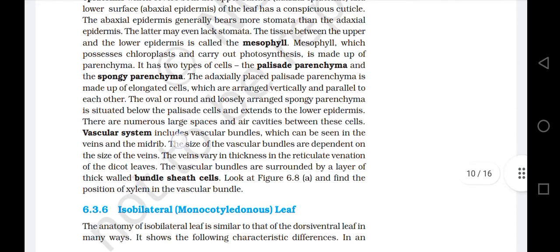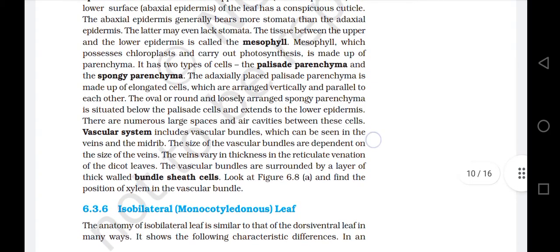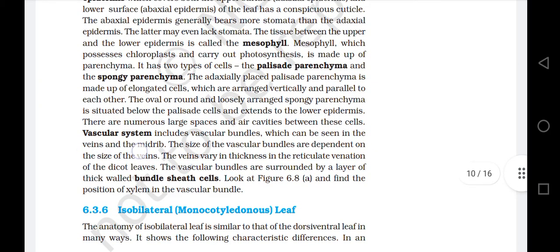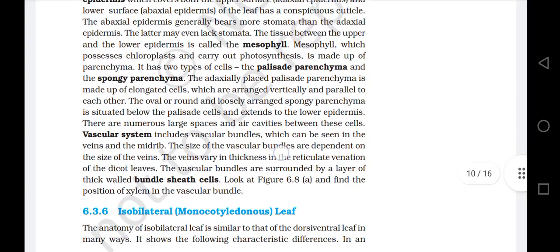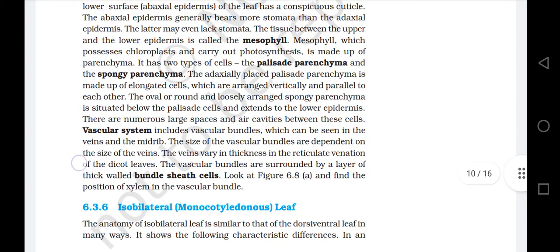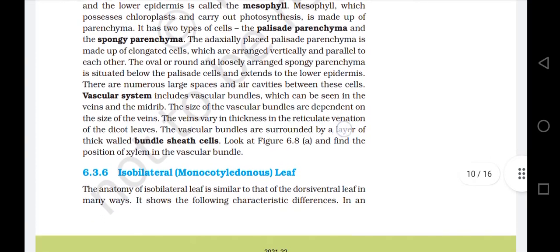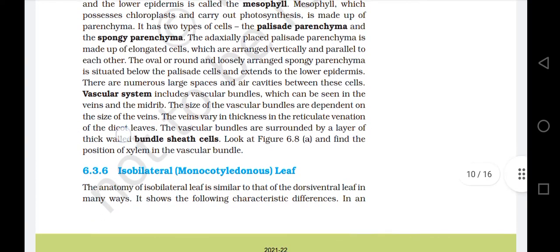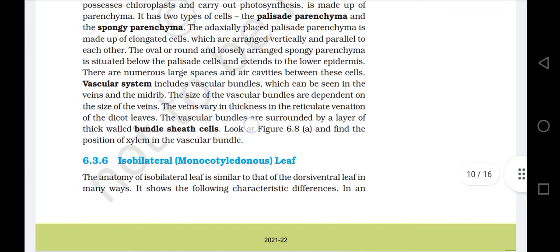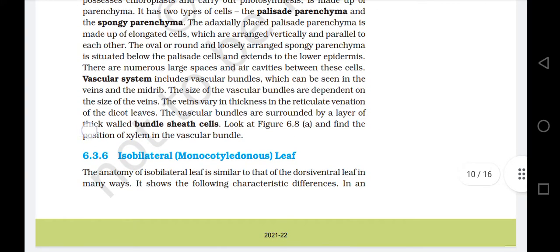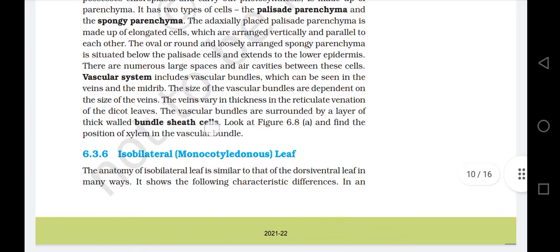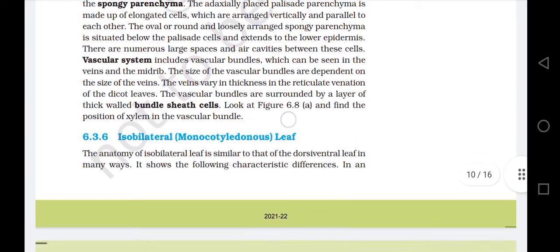Vascular system includes vascular bundles which can be seen in the veins and the midrib. The size of the vascular bundles is dependent on the size of the veins. The veins vary in thickness in the reticulate venation of the dicot leaves. The vascular bundles are surrounded by a layer of thick-walled bundle sheath cells. Look at figure 6.8 and find the position of xylem in the vascular bundle.